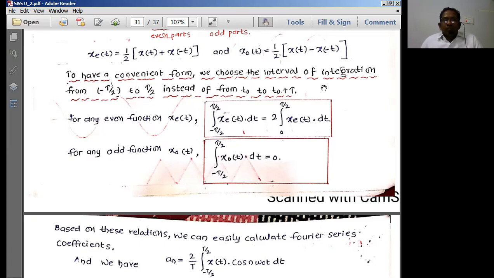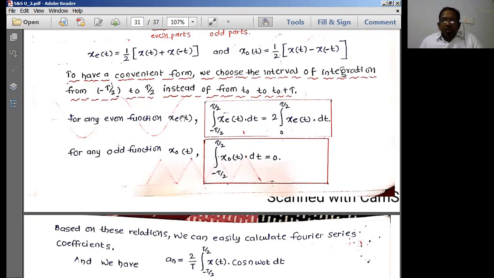To have a convenient form, we choose the interval of integration as minus T by 2 to plus T by 2, instead of from t naught to t naught plus T. So for an even function xe of t, we should find out finally for an even symmetry. We consider limits as minus T by 2 to plus T by 2. If the function is even, from minus T by 2 to 0 the shape of the signal is the same as the signal shape from 0 to T by 2.